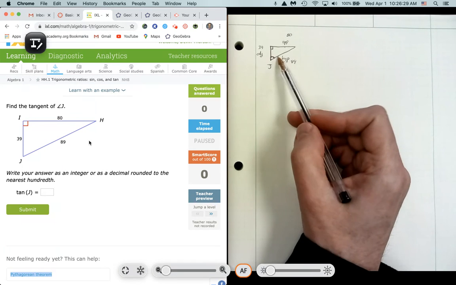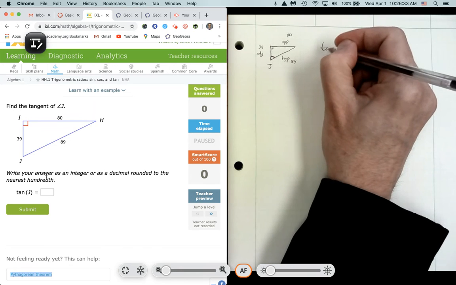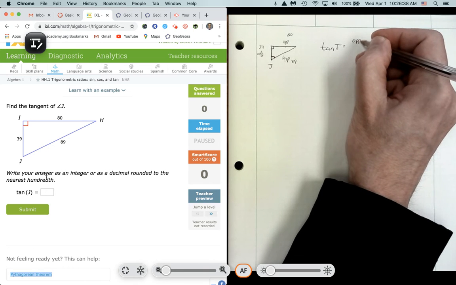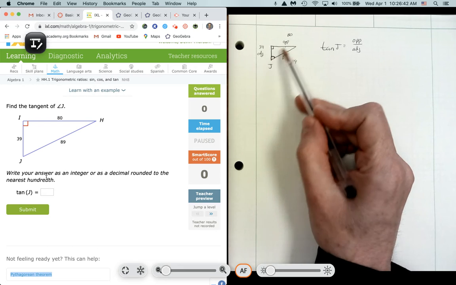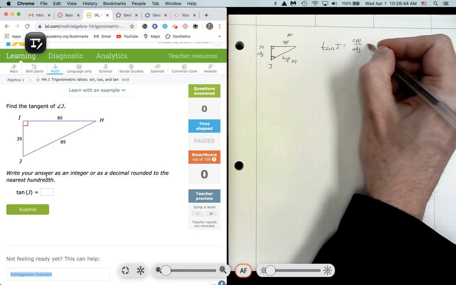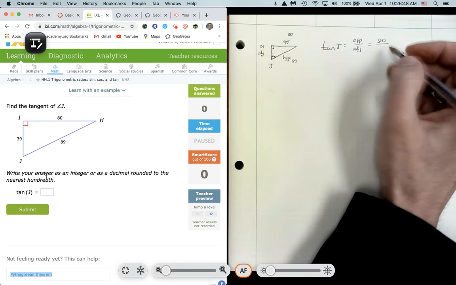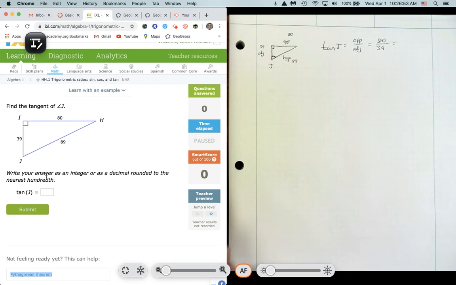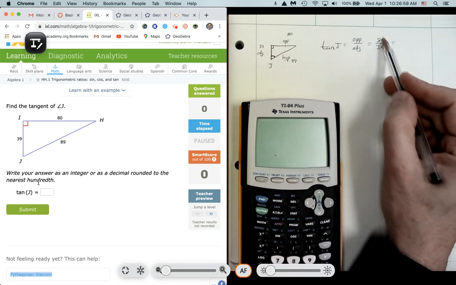And now I can actually find my ratio, tangent. If you don't remember, tangent of angle J is going to be the opposite over the adjacent. So I come here and I look at the opposite, which is 80, and I divide it by the adjacent, which is 39. Now, what's nice about this lesson is it's going to ask you to give your answer as a decimal rounded to the nearest hundredth. So you don't have to worry about reducing the fraction.